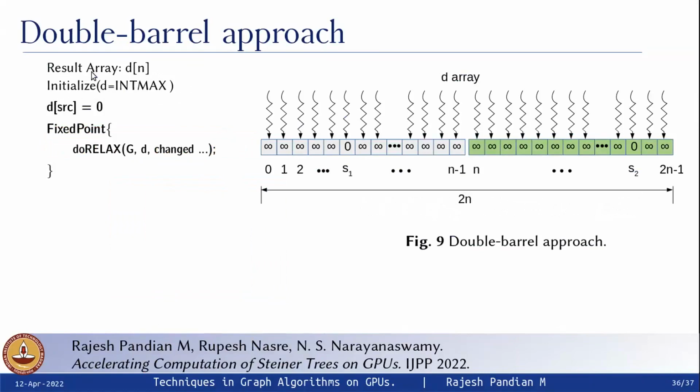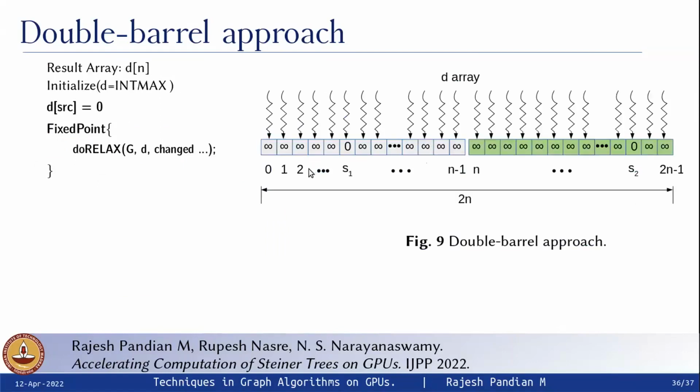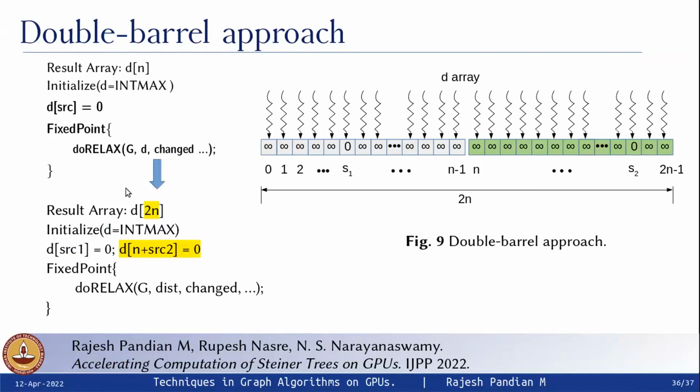On the left-hand side, we initialize the distance to infinity, and we initialize the distance of the source to 0, right? The do-while loop, which we call fixed point here, performs relax until there is no change. Double barrel works this way: we just double the distance arrays, initialize appropriately, and give it to the same kernel, just launching it with 2n threads. The changes are highlighted here.